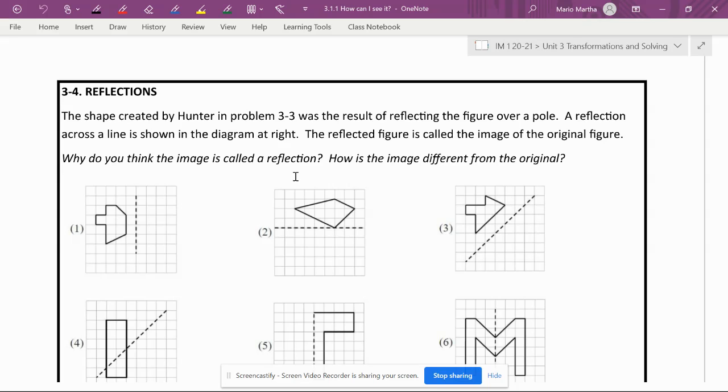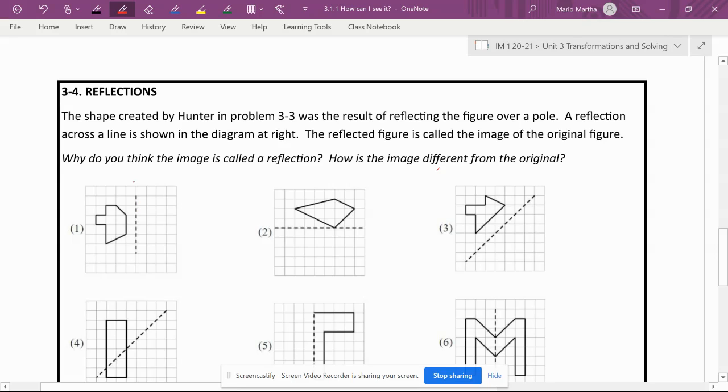So question 3-4, reflections. The shape created by Hunter in problem 3-3 was a result of reflecting the figure over a line. A reflection across a line is shown in the diagram at right. The reflected figure is called the image of the original figure. So what do you think the image is called a reflection? And how is the image different from the original?